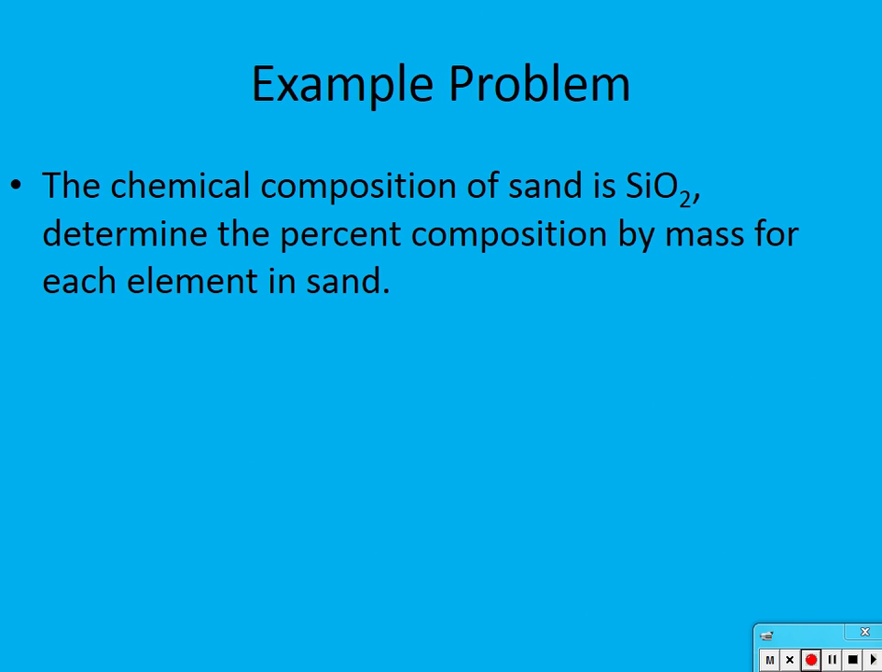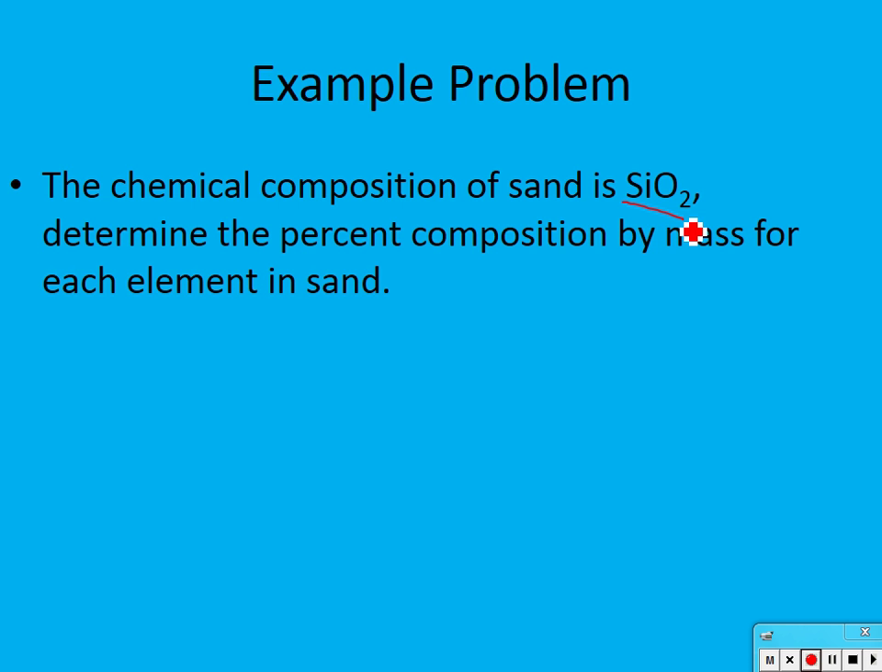Okay, we're going to run through an example problem here. It says the chemical composition of sand. Sand is one of the most abundant compounds on the Earth's crust. If you look at its chemical formula, sand is SiO2, silicon dioxide. So we're going to determine the percent composition by mass for each element in sand. Let's try that. So what do we need to do first, guys? We need to figure out the total mass of the compound.